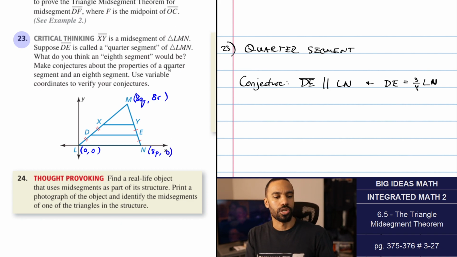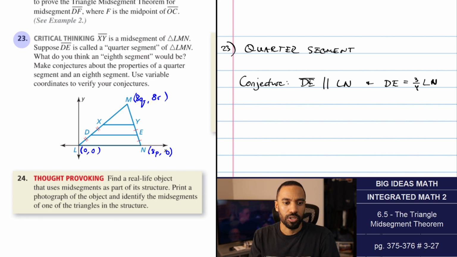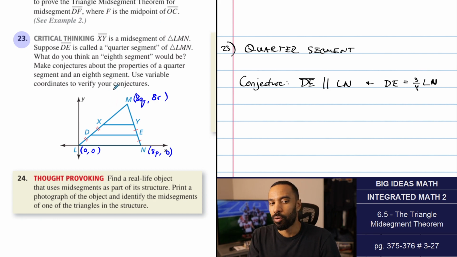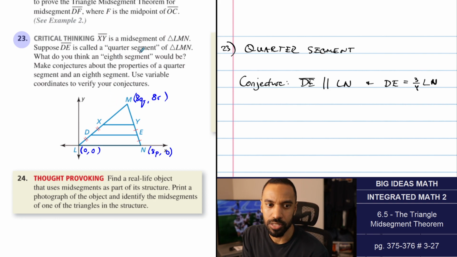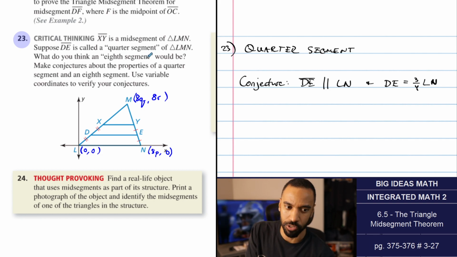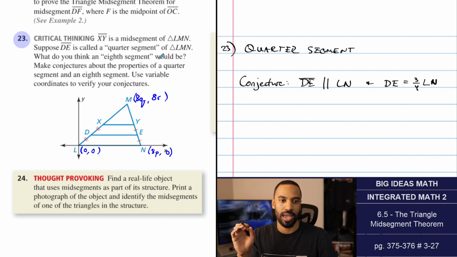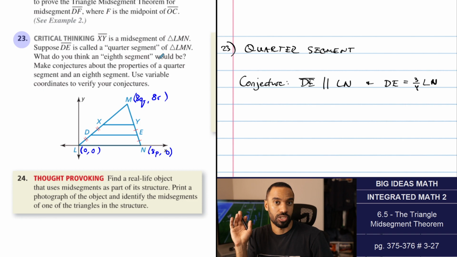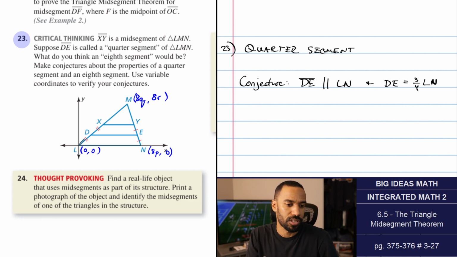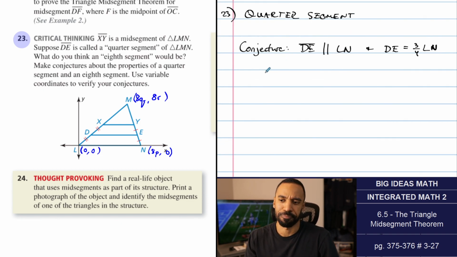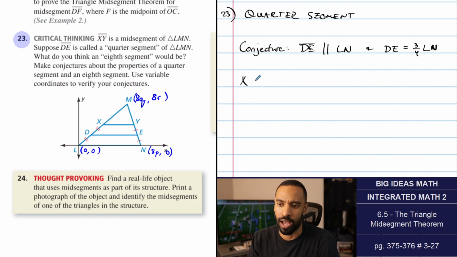All right. So let's do those. Now, for D and E, we could figure those out by finding midpoints of midpoints. If we call this thing a quarter segment, we're going to have to work this thing out in such a way. We can't just say it's going to be a quarter of it. We're calling it a quarter segment, but it's based on the way that it's made here. So here's what we got to do based on all that. Let's find X and Y.